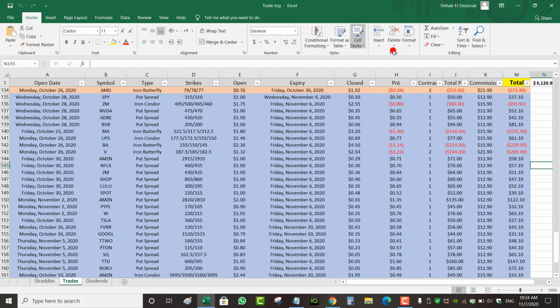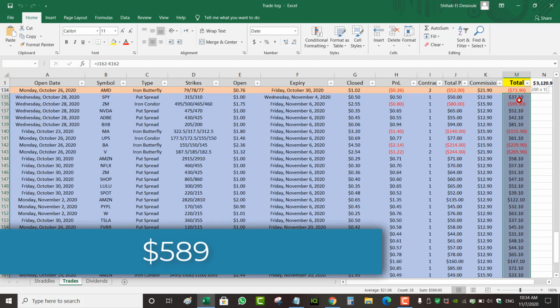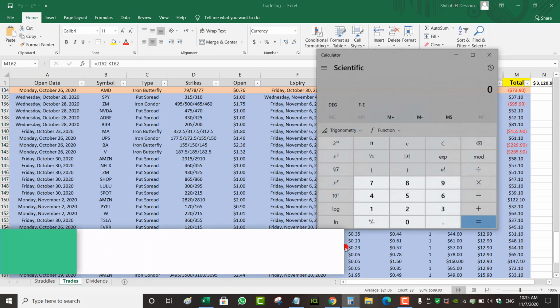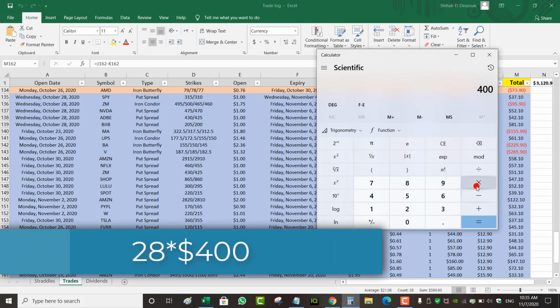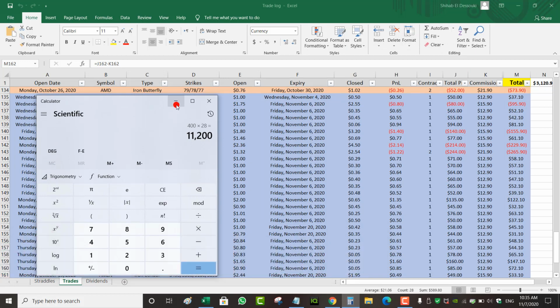First of all, let's look at my total profits for the week, net profit. Net profit US for the week is $589. How much capital did I use to generate this $589? I have about 28 trades, and let's say on average I use about $400 of capital per trade because I do 1 contract. So it's 400 times 28, about $11,000 of capital that I used to generate this 589.